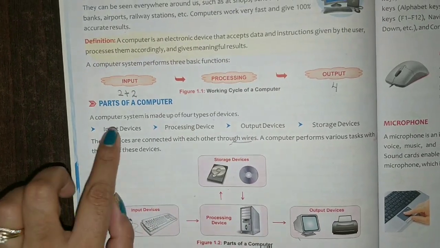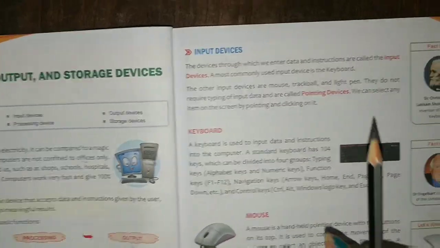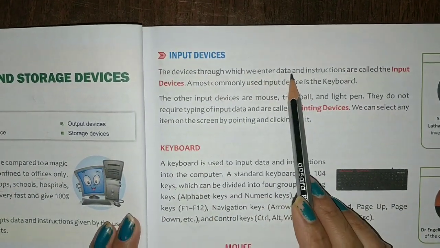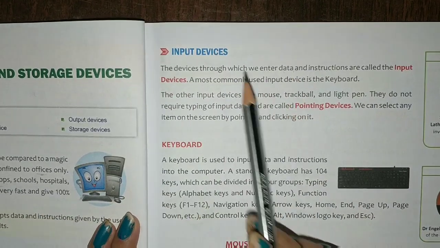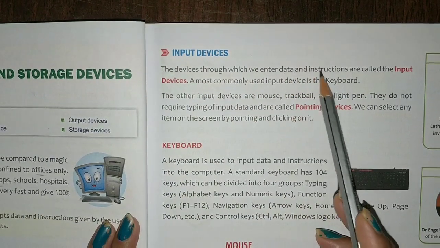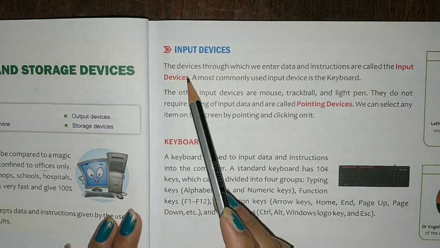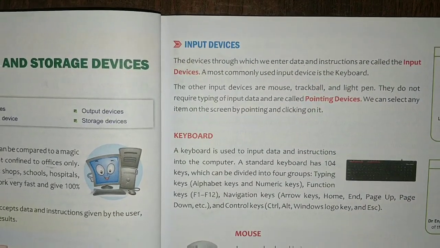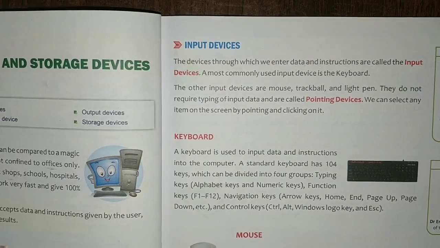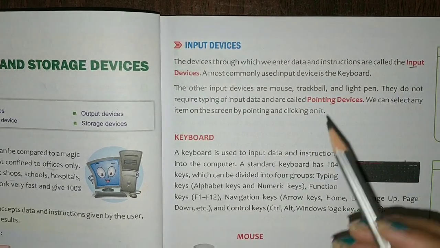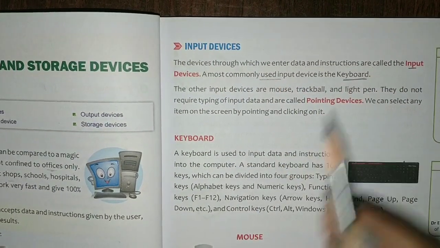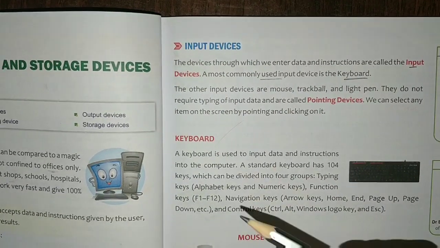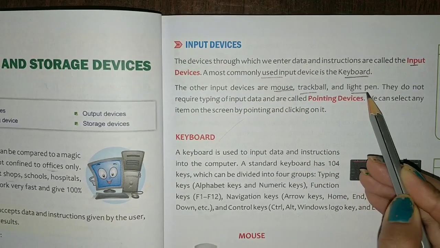Now coming to the first one, input devices. The devices through which we enter data and instructions are called input devices. The devices with the help of which we usually insert data, it can be a keypad or keyboard, are known as input devices. The most commonly used input device is the keyboard. Other types of input devices can be mouse, trackball, light pen.